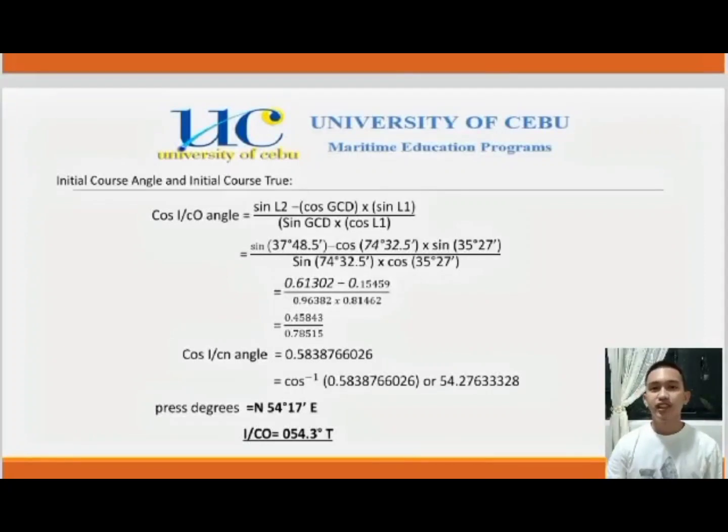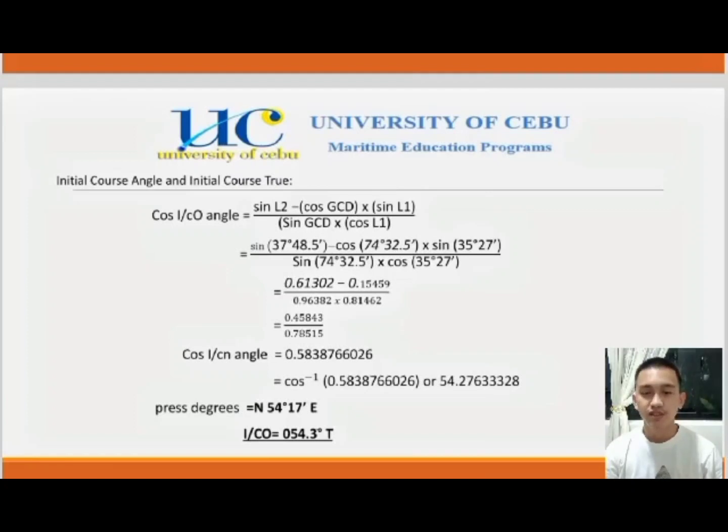So, initial course angle and initial course through. To find our initial course through, we need to find first our initial course angle. So the formula of our initial course angle is: cosine initial course angle is equal to sine latitude 2 minus cosine great circle distance times sine latitude 1, divided by sine great circle distance times cosine latitude 1.